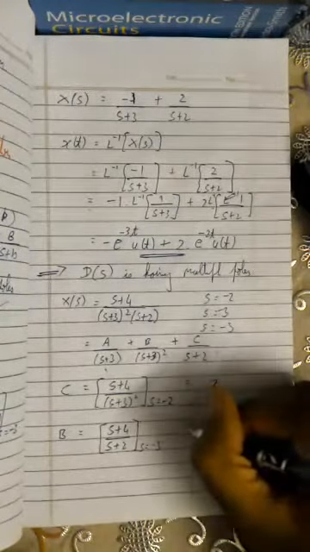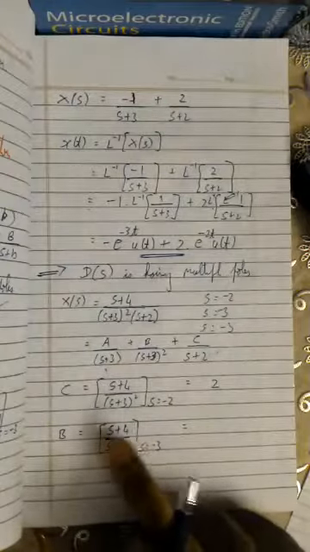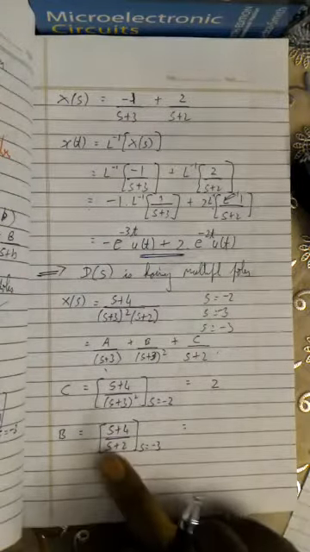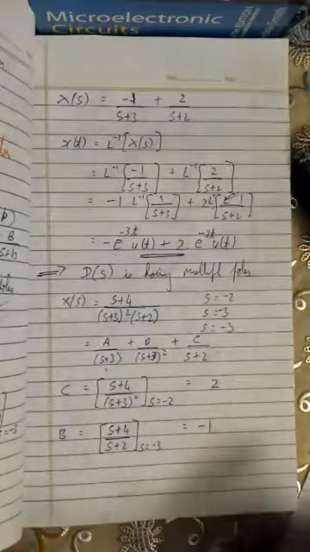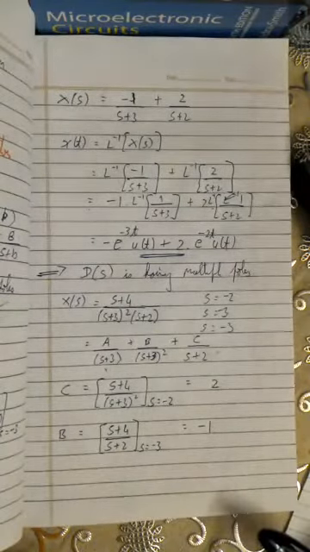So you will get the answer as, here 4 minus 3 is 1 and minus 3 plus 2 is minus 1. So 1 by minus 1 is minus 1. Okay, this is how you find the value of b.